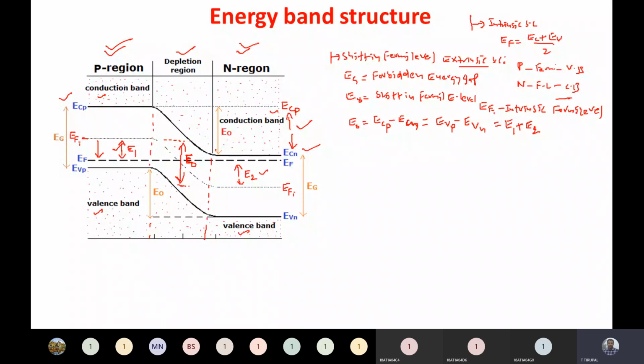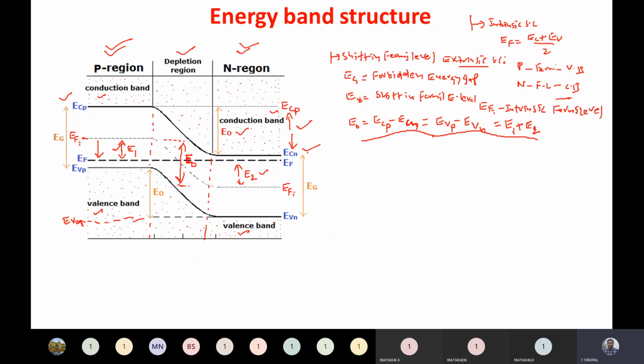And from this point to this point, it is also E naught. And from this point to this point, it is also E naught. Just now we have written equations. This is equal to EVN, right? So E naught is also equal to ECP minus ECN, and it's also equal to EVP minus EVN, and it's also equal to E1 plus E2. These terms are very important. Please be careful of all these terms.